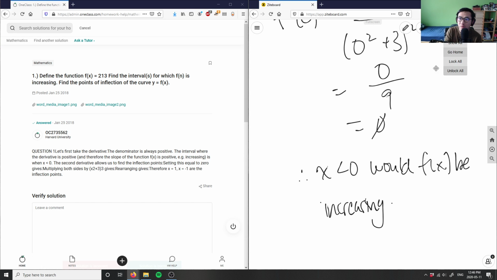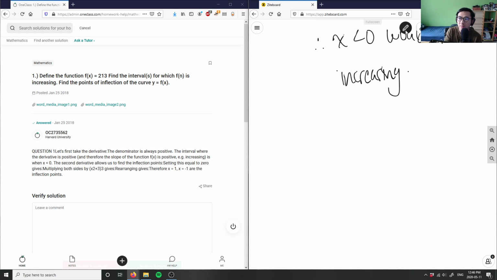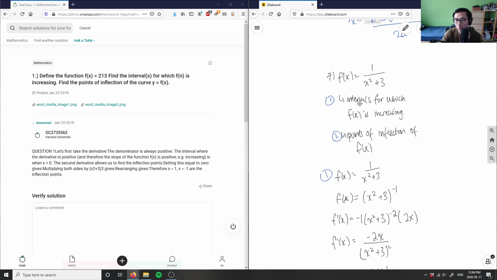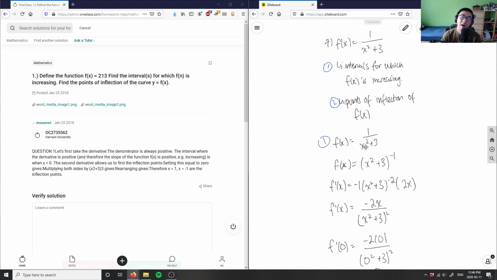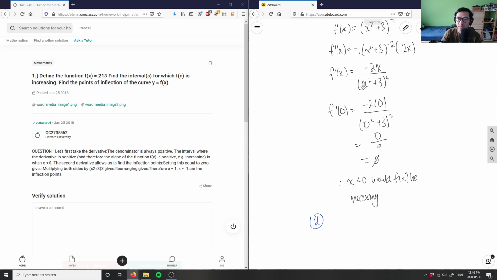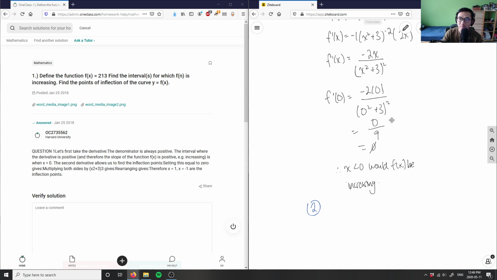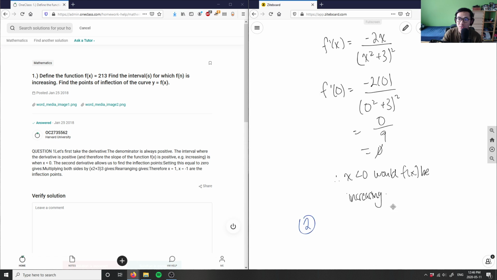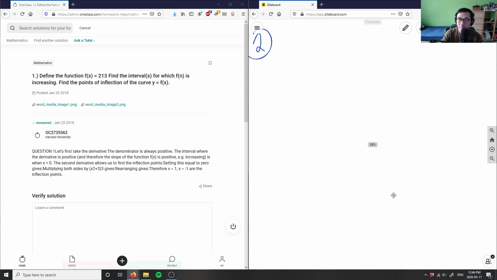And then finally, for number 2, the second part of the question, it's asking me to find the points of inflection, right? So let me scroll up for you here. I want to find the point of inflection. If I want to find the points of inflection, I have to find the second derivative here. So let me take my first derivative first. So this is simply this guy here. So let me rewrite this as -2x all over x squared plus 3 squared, right?